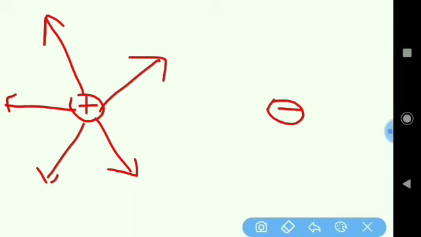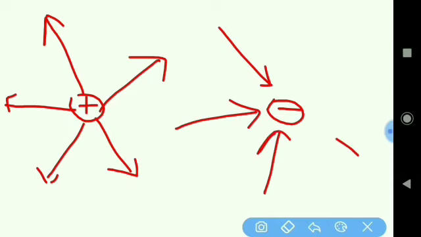We have studied earlier that if the charge is positive, then the electric field will be moving outward, and if the charge is negative, then the electric field will be moving inward.